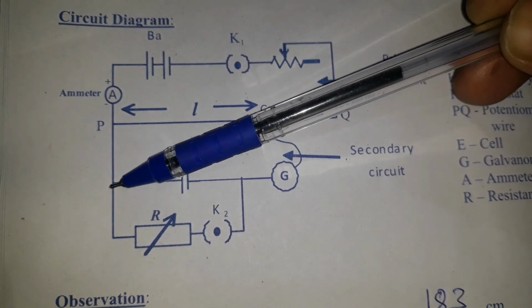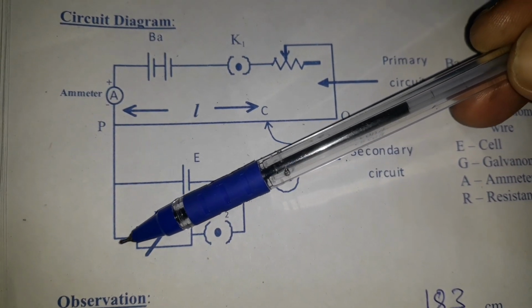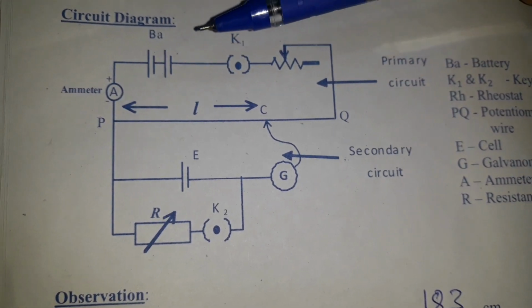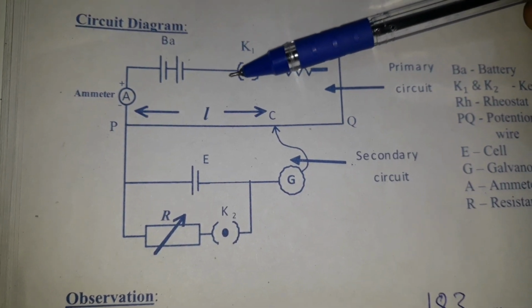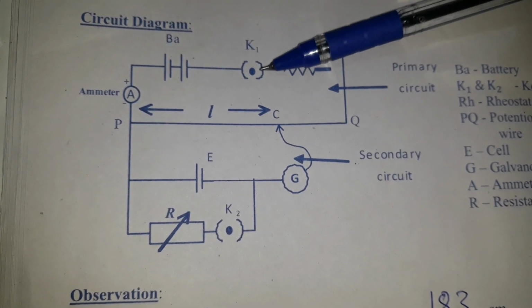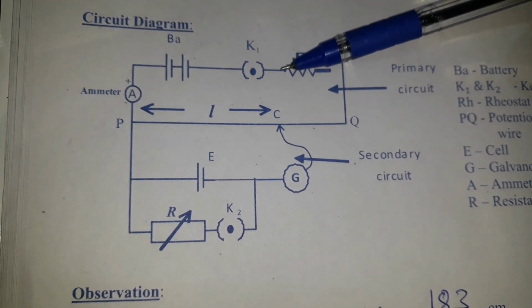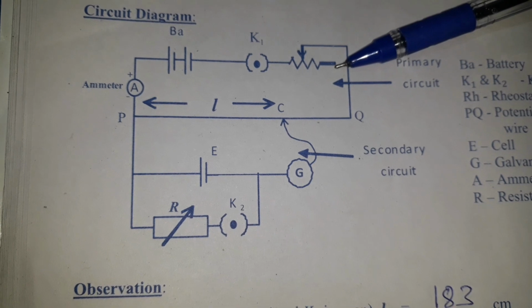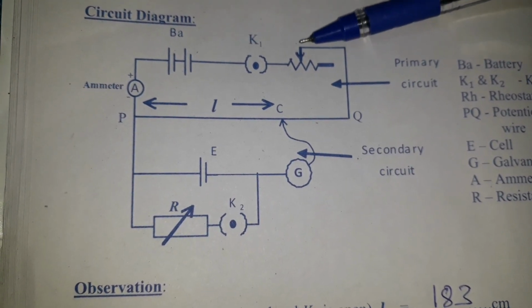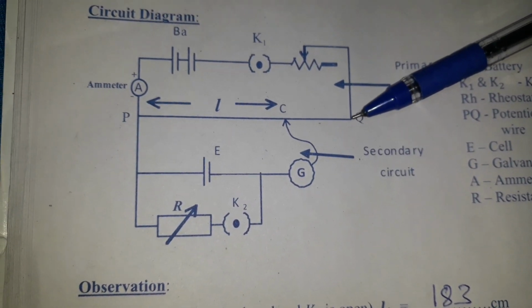Leclanché cell positive goes to the potentiometer P point. Then resistance box one end directly goes to the potentiometer P point. Then battery negative goes to the first end of plug key 1. Then another end of plug key 1 goes to the lower terminal of the rheostat. The other lower terminal of the rheostat is not connected, neglect this. Upper terminal of the rheostat goes to the potentiometer Q point.